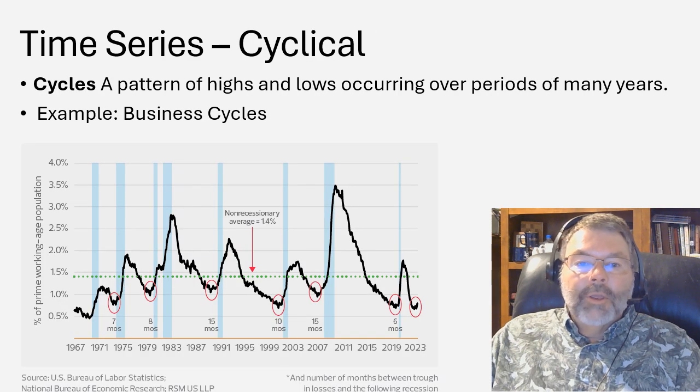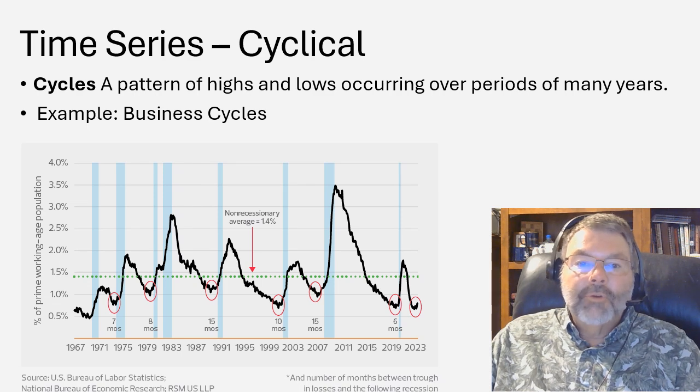Here we have a product or service whose demand or sales is affected by business cycles. Business cycles occur normally within 7 to 10 year ranges, and perhaps we have a luxury product that is affected severely by business cycles.